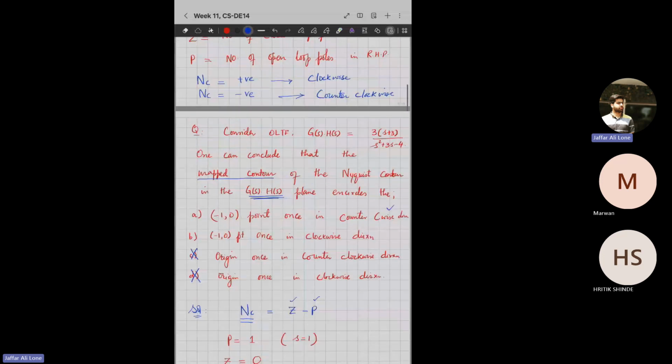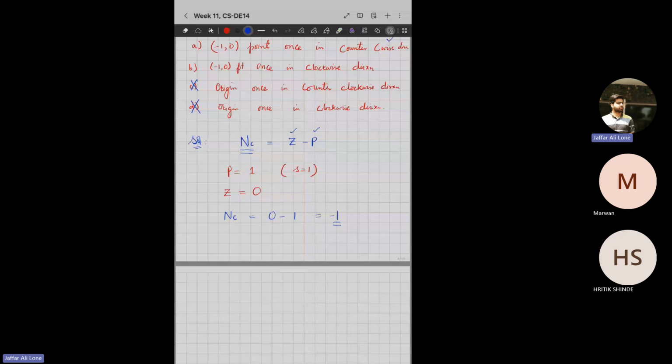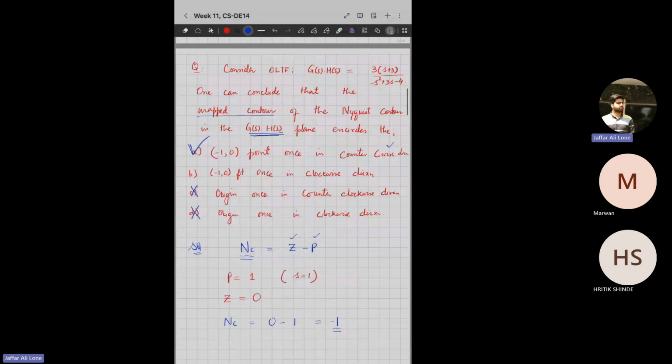Now I told you, whenever the value of N_C is negative, that means there is a counterclockwise encirclement. So there is one encirclement, N gives me the number of encirclements, and the sign gives me the direction, right? So there is one encirclement in the counterclockwise direction. So option A is correct.